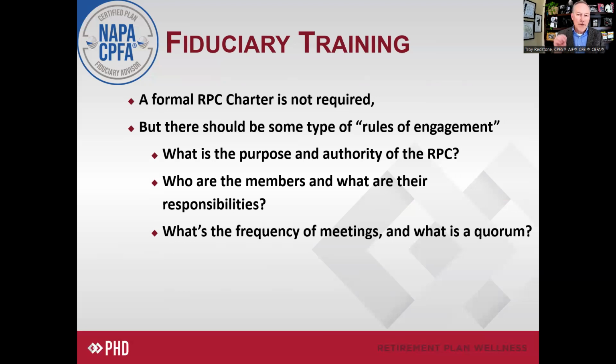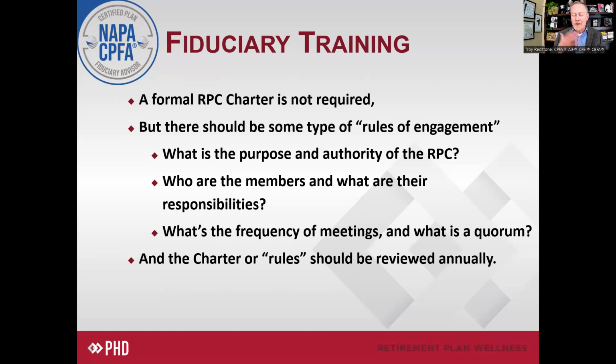If you're on a very large retirement plan committee, it may not be possible every single time you meet for every single person to be there. So we need to know, are we able to do business if we're missing some people that are on the committee? How many people can we miss and still conduct business? And yes, we need to review that, whether it's the charter or rules of engagement or whatever you call it, we need to review that on an annual basis.